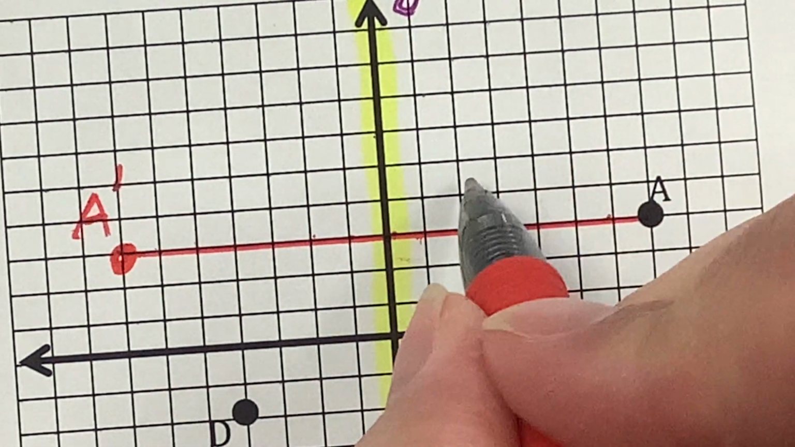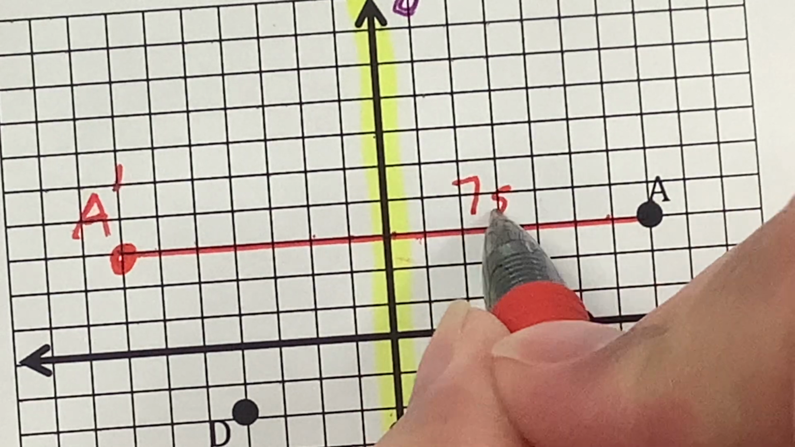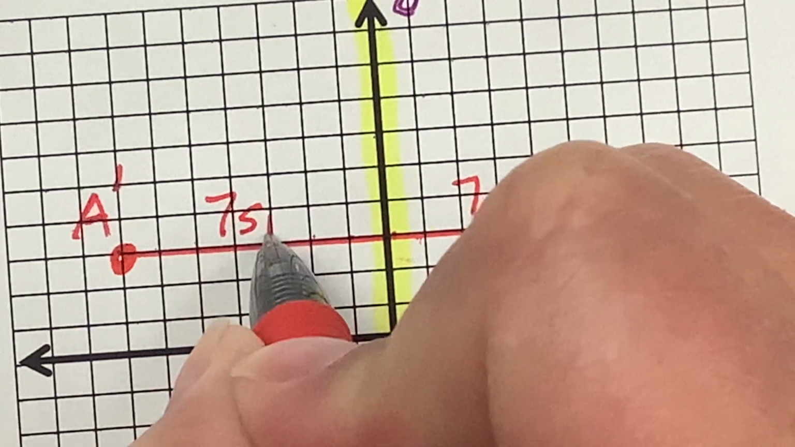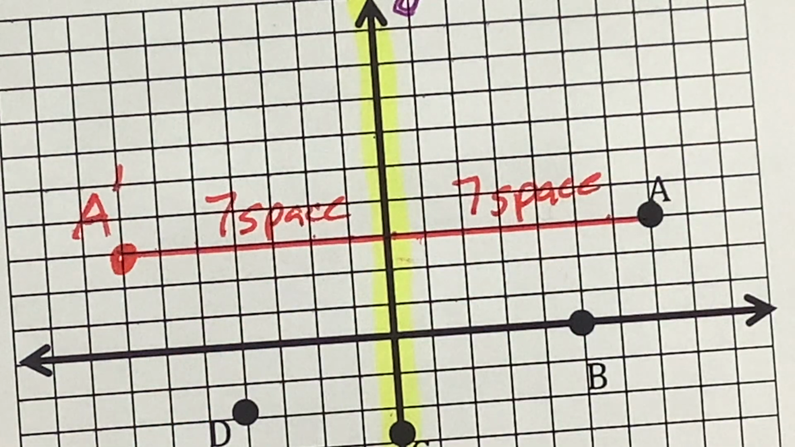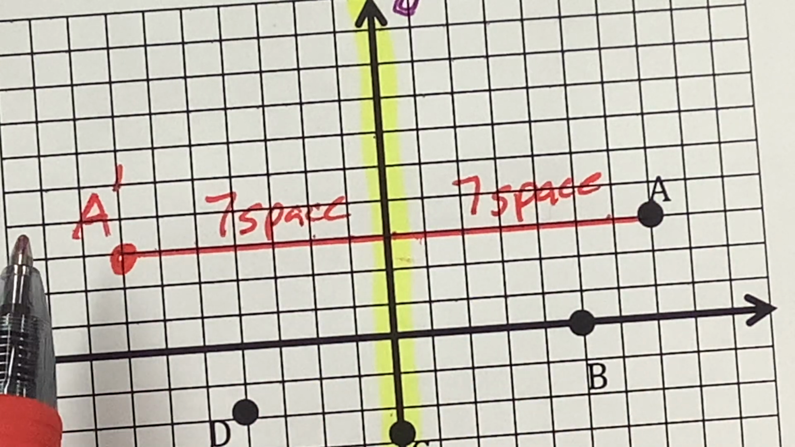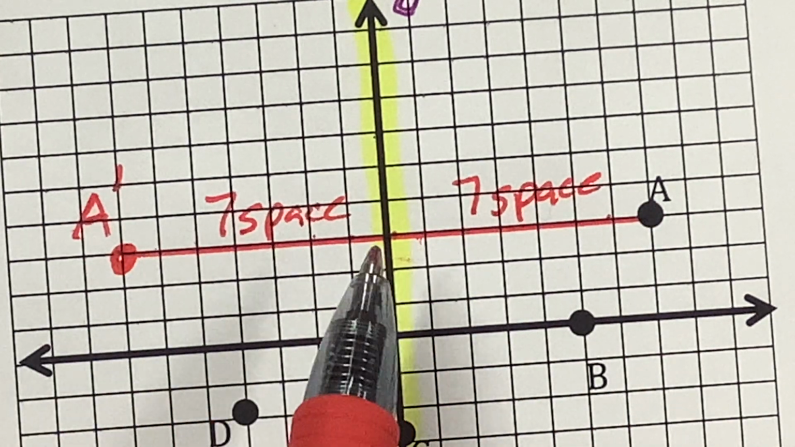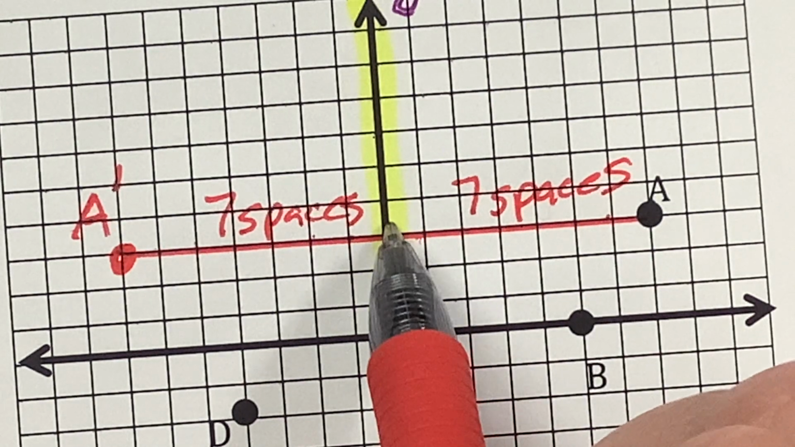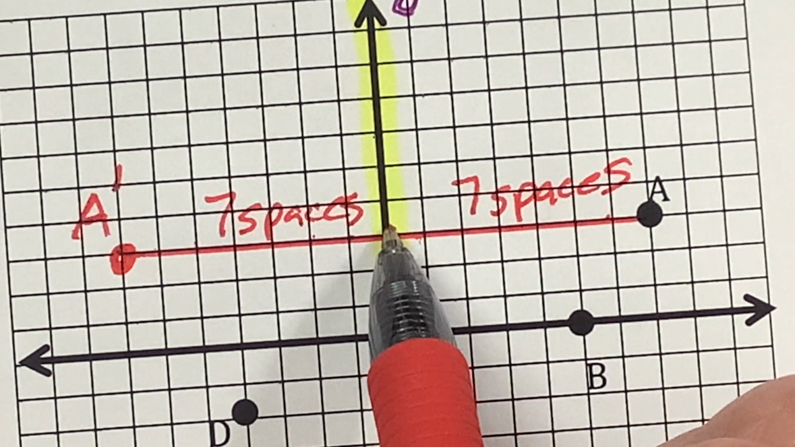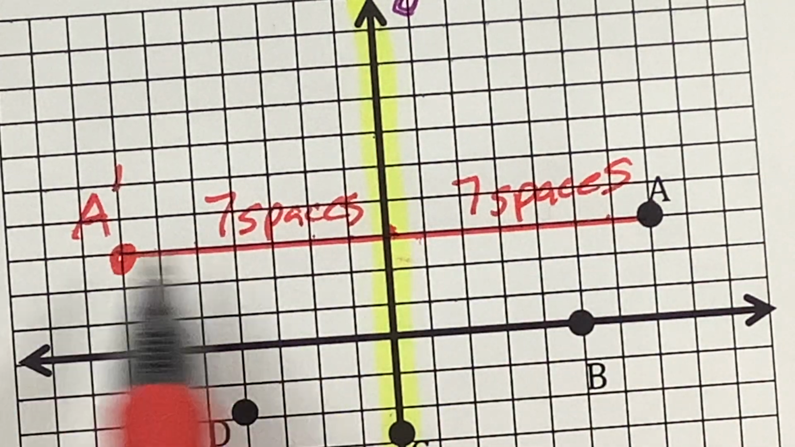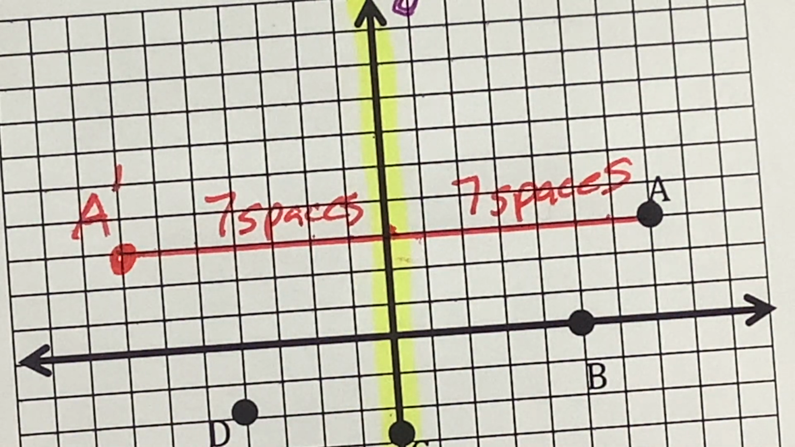But also, this is 7 spaces, and this is 7 spaces. So there's actually 14 spaces between A and A prime, and both of them are the same distance to the line of reflection. So basically, the line of reflection bisects this line segment A to A prime.